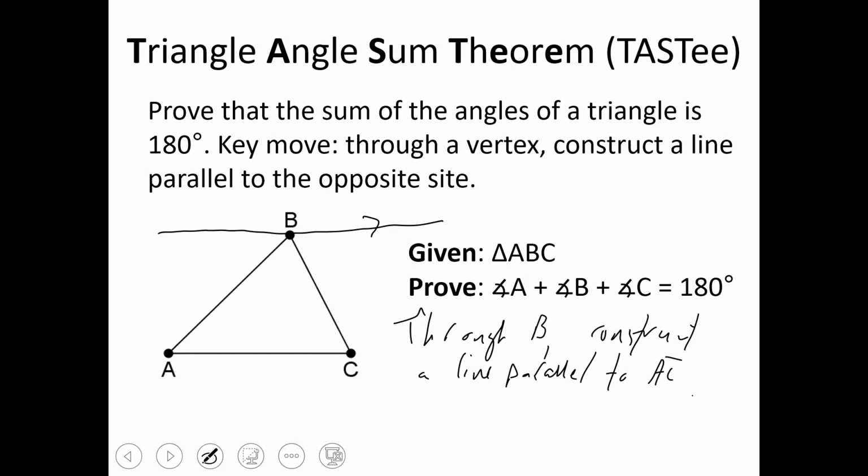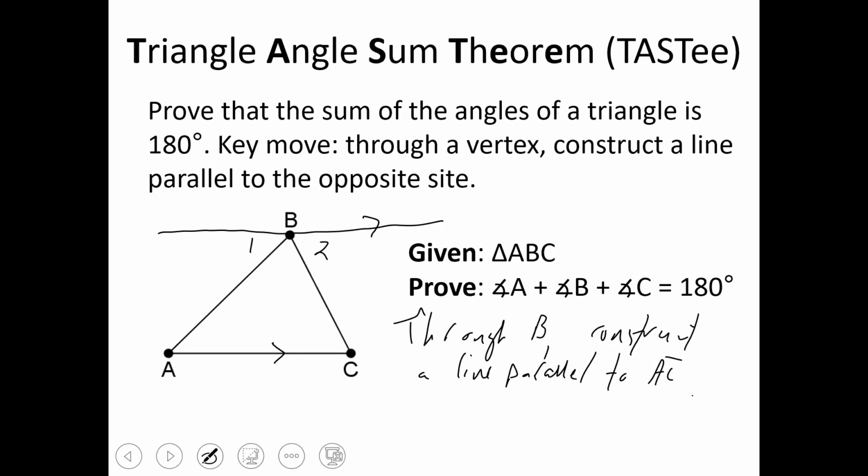Okay? And then think about what happens. Well, we get some angles, right? So we get the angles 1 and 2. And then let's think about relationships between them. For the rest of this, I'll just talk through it. Well, we've got parallels now, right? That line that we constructed through B is parallel to AC.